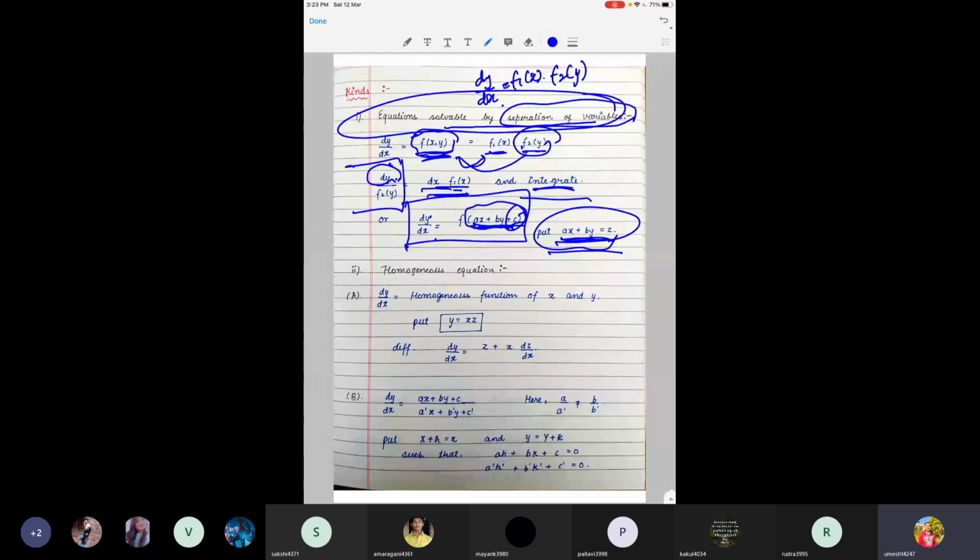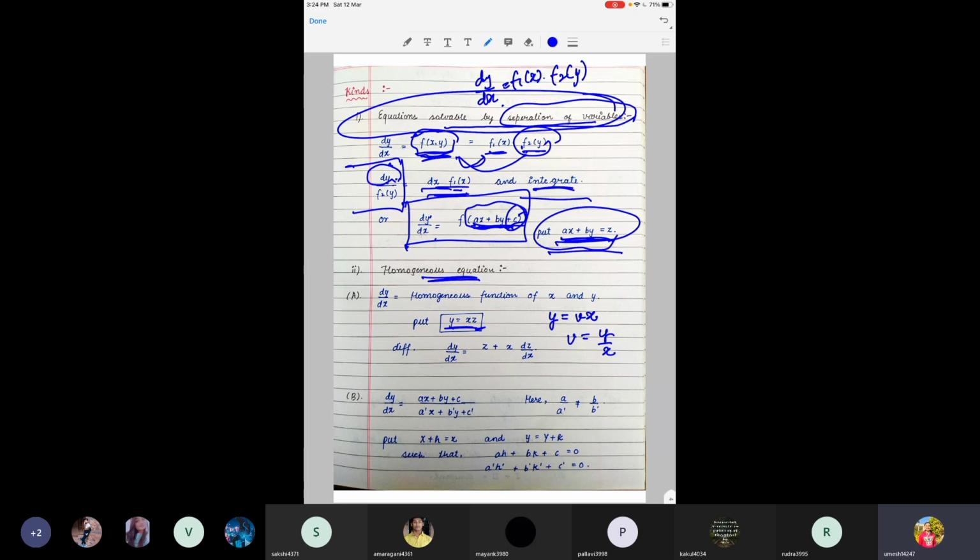Moving on to the next part, we have the homogeneous equation. If some equation is homogeneous, how can we solve that? We just have to simply put y is equal to x times z. In books we also put y is equal to v times x, so v is equal to y by x, but I prefer z only. So we will be putting y is equal to xz.